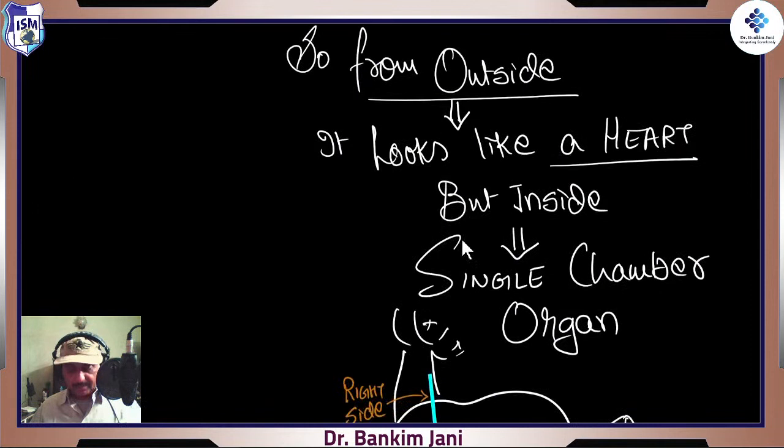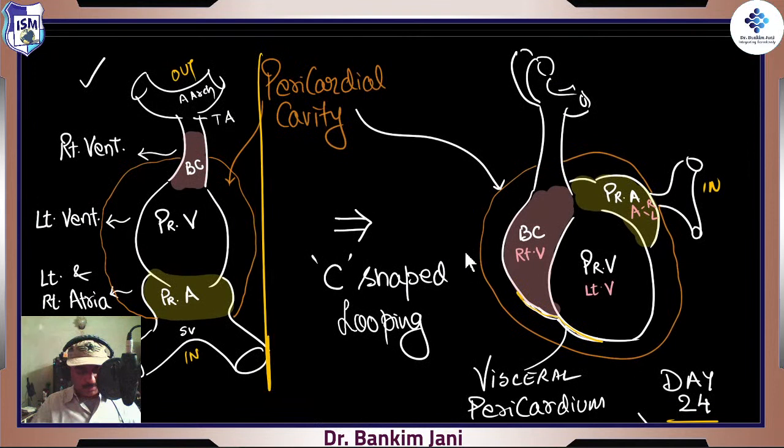So from outside, it looks like a heart. But from inside, it is nothing. It is just like a single chamber. Because what was that? This was just a tube. Correct? Nothing is inside. So just the difference is that that tube shifted. But otherwise, inside, it is just one single chamber. Everything from in to out, it is just a single chamber. True?